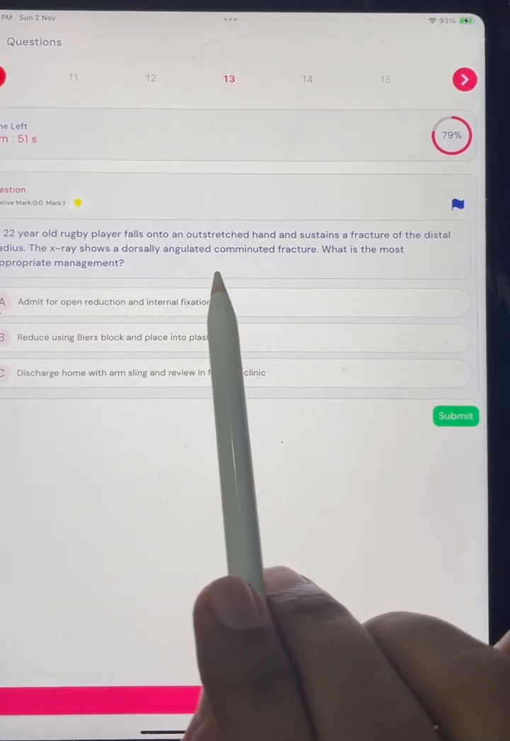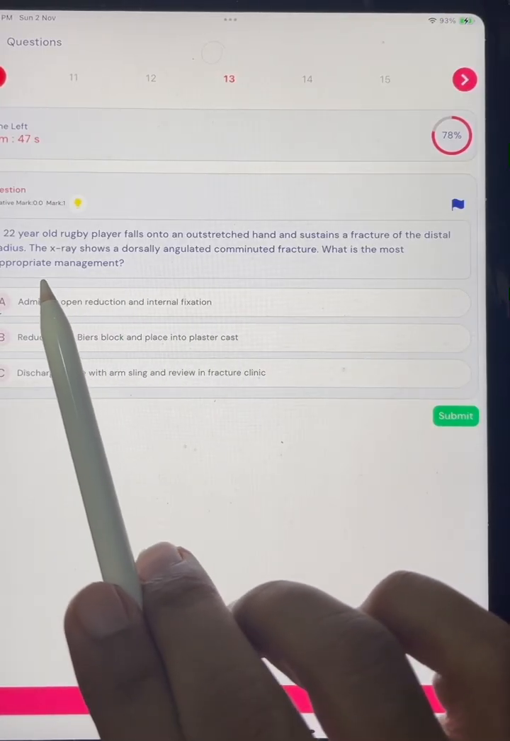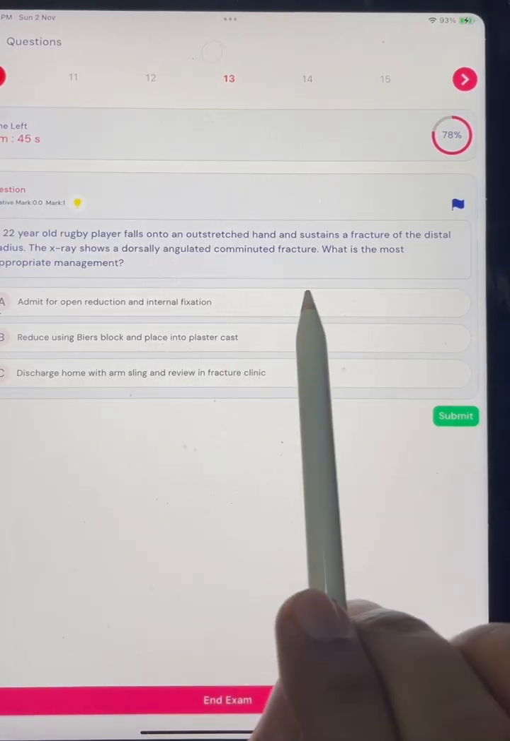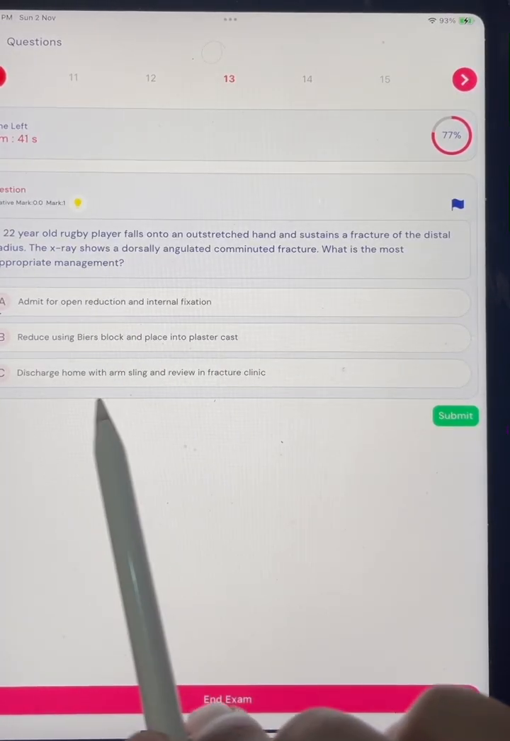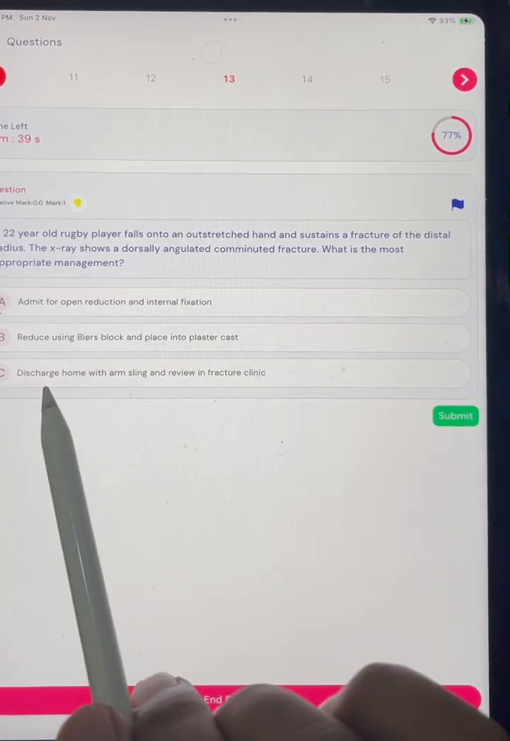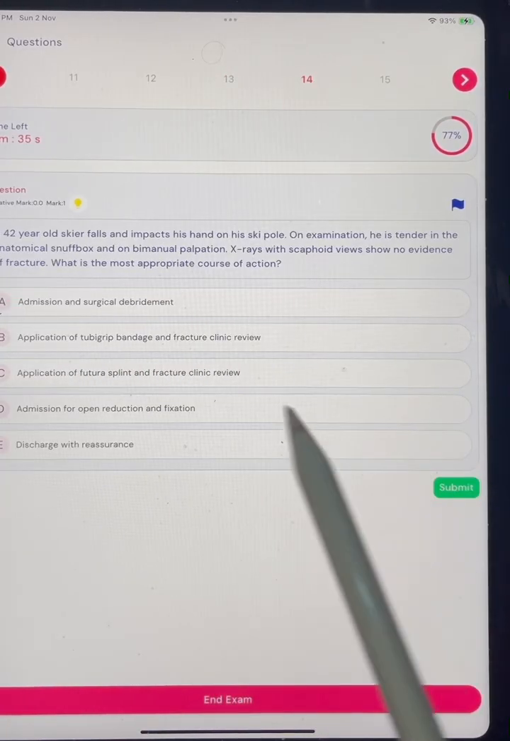A 22-year-old rugby player falls on his hand and sustains a fracture of the distal radius. X-ray shows a dorsally angulated fracture. What is the most appropriate treatment? Now this is, you need to admit, open reduction, internal fixation, reduce, haematoma block, no, discharge home, no. Fixation is required.